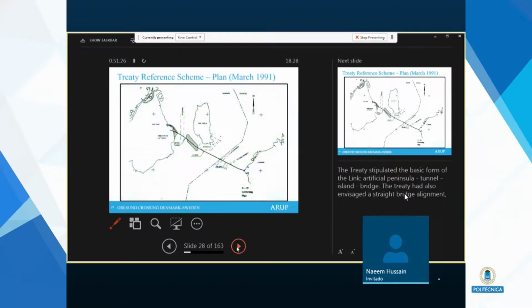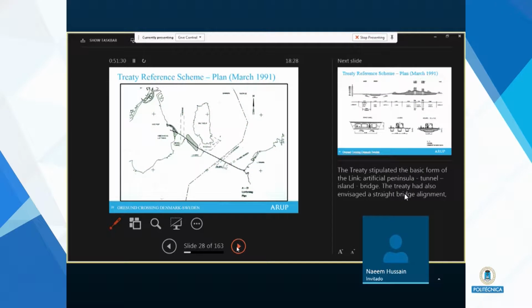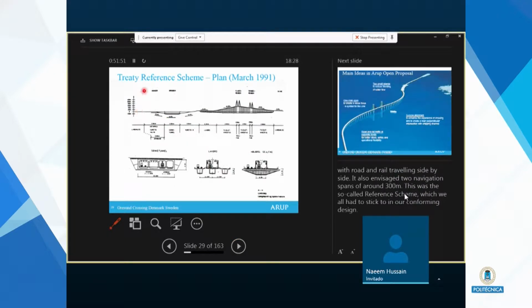So in a design competition in 1994, this was the treaty between Denmark and Sweden, and the reference scheme was a straight alignment. There was an artificial island and a submerged tunnel. The reason for the submerged tunnel was because you've got Copenhagen Airport very near, and you could not build very tall towers. So in the original reference scheme, they had 2 cable-stayed bridges and just a single level deck. So this is the approach, this is the main bridge, and that was the immersed tunnel.